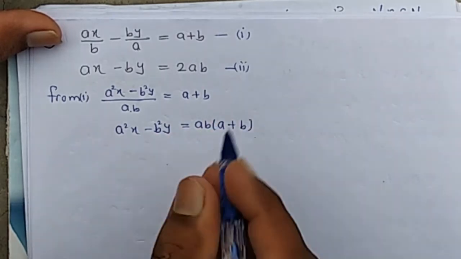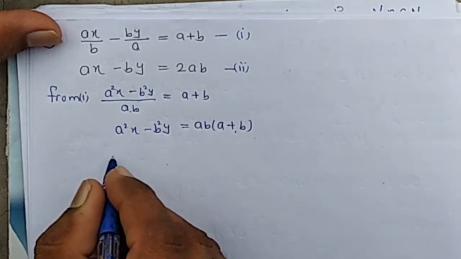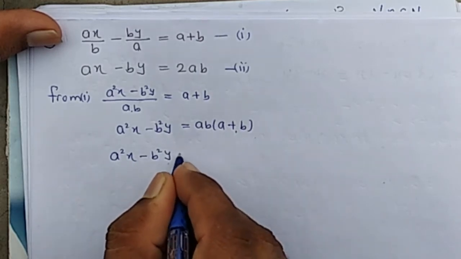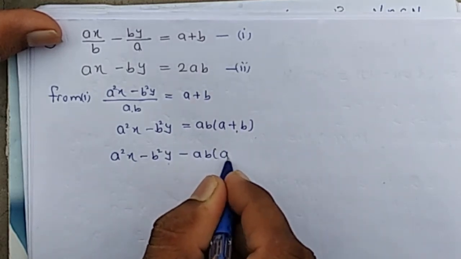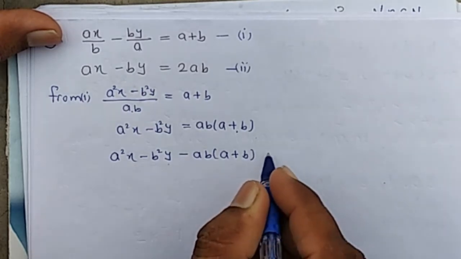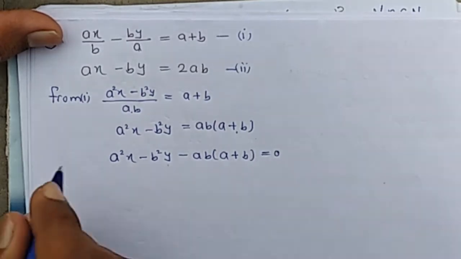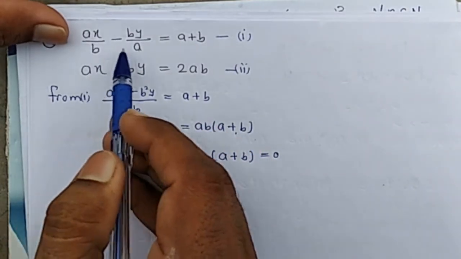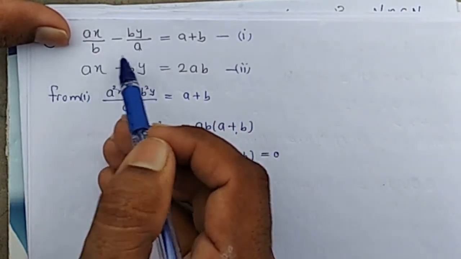Now shift this term to LHS. We have A square X minus B square Y minus AB, A plus B. We can obtain this term. We can also obtain this term by multiplying AB to equation 1.